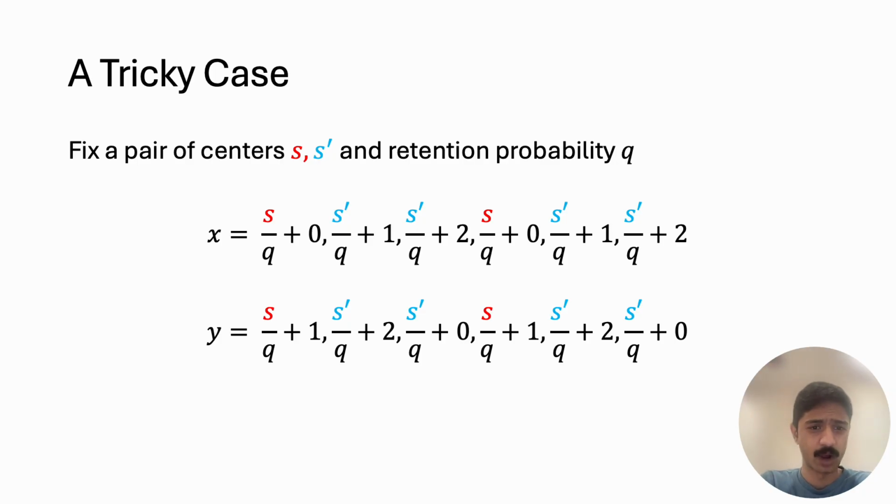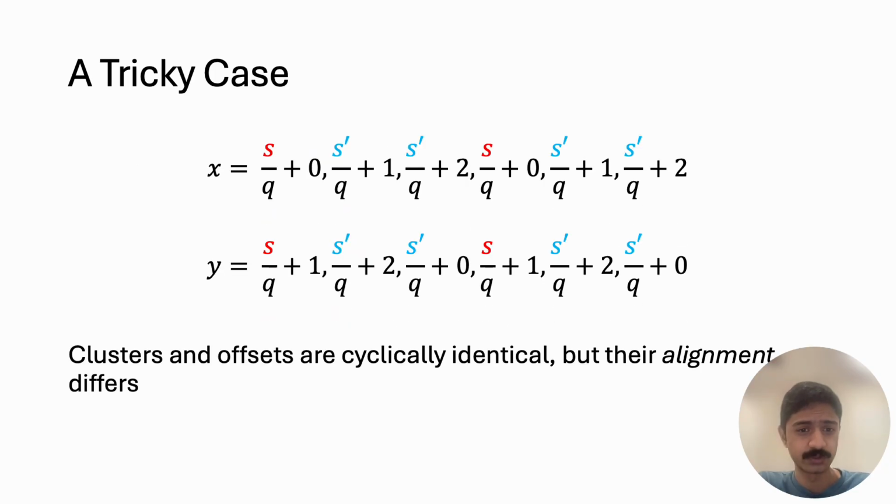So here's an example of where this could go wrong. Take this pair x and y, which follow the same sequence of centers, which I've highlighted in red and blue: s, s prime, s prime, s, s prime, s prime. But note that for x, the s terms in red correspond to an offset 0, so x has gap s over q plus 0, where q is the retention probability, and y has a gap s over q plus 1 in each of the s terms. So x and y are cyclically distinct. The clusters and offsets might be cyclically identical, but their alignment is the same.